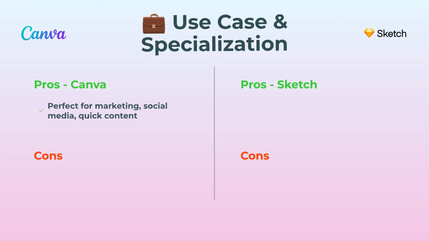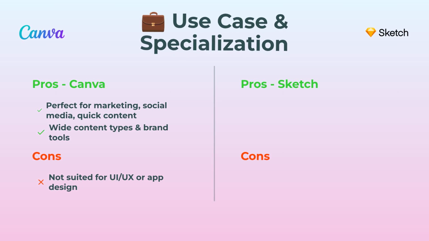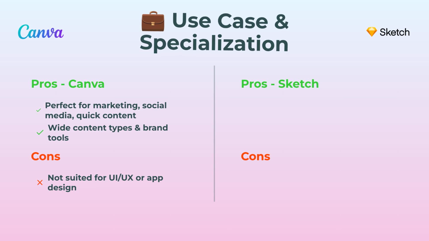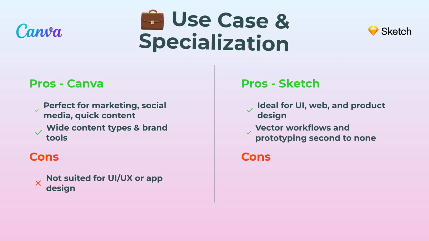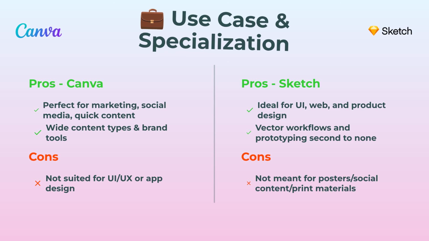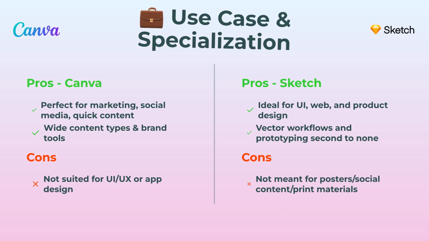Last major one, use case and specialization. Canva is your one-stop shop for cranking out social media, marketing stuff, presentations, you name it. But don't even think about UI, UX, or app design here. Sketch is like the tool for product designers. UI, websites, vectors, prototyping, all that advanced workflow magic. But if you want to make posters or social content, not really Sketch's thing. For true specialization, Sketch pulls ahead.